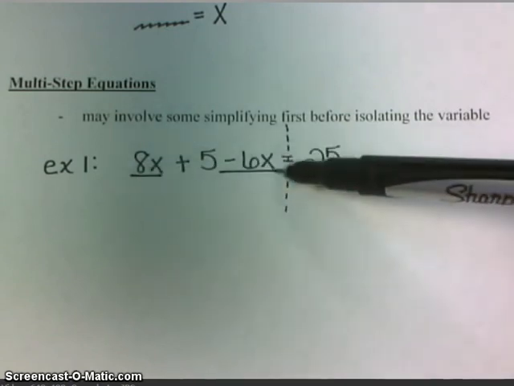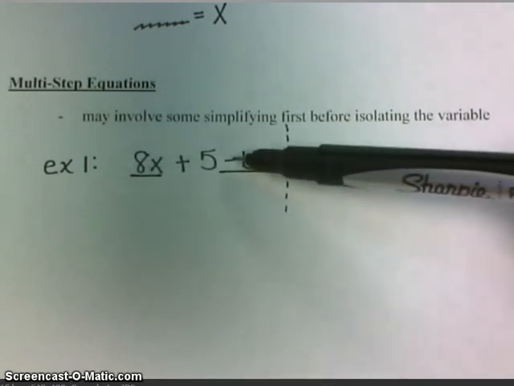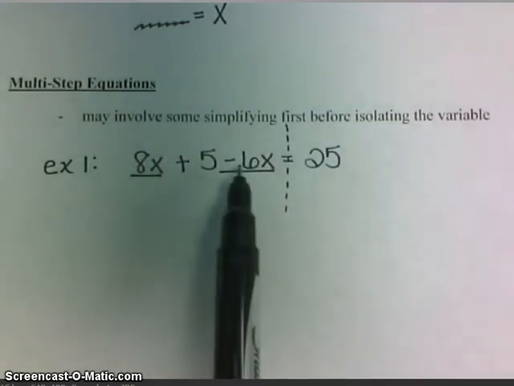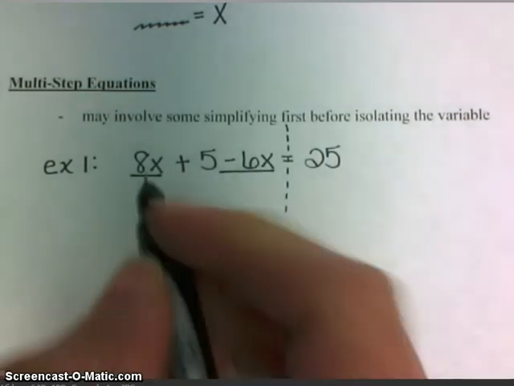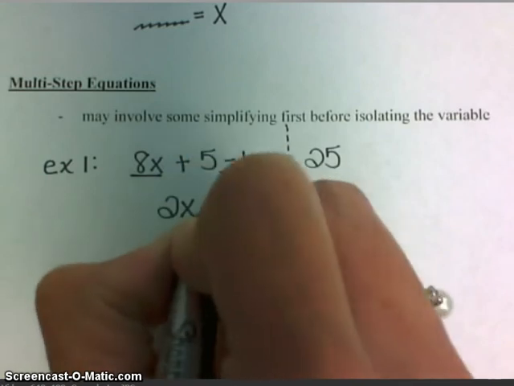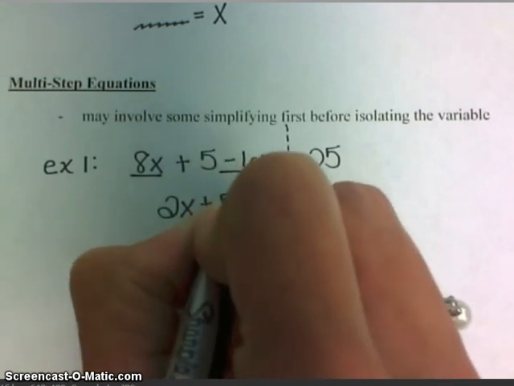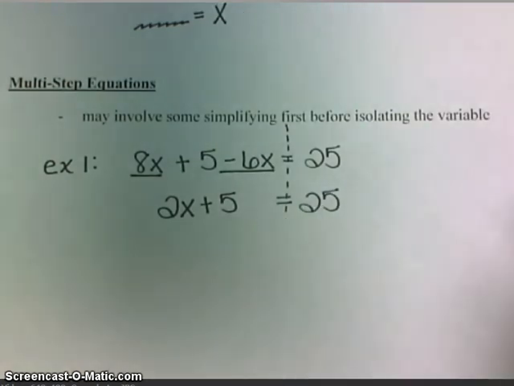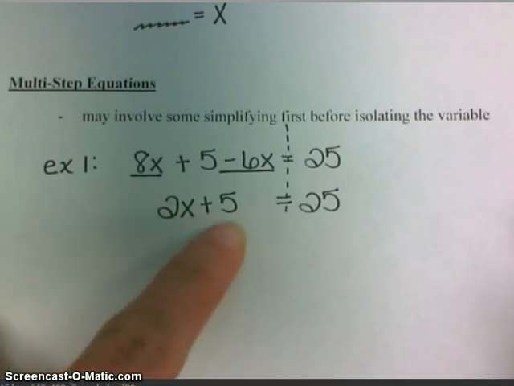They both have x's. The coefficient of those x's are different. That's okay. Those are actually the ones that we're going to add or subtract. In this case, we're going to subtract them. I have 8 x's, and I'm going to subtract 6 x's. So 8 minus 6 is 2, so I have 2 x's left over. Still have that plus 5 equals 25. So notice that for this multi-step equation, I just had to simplify those x's first. And now I'm actually down to a two-step equation. Multiply by 2, then add 5.